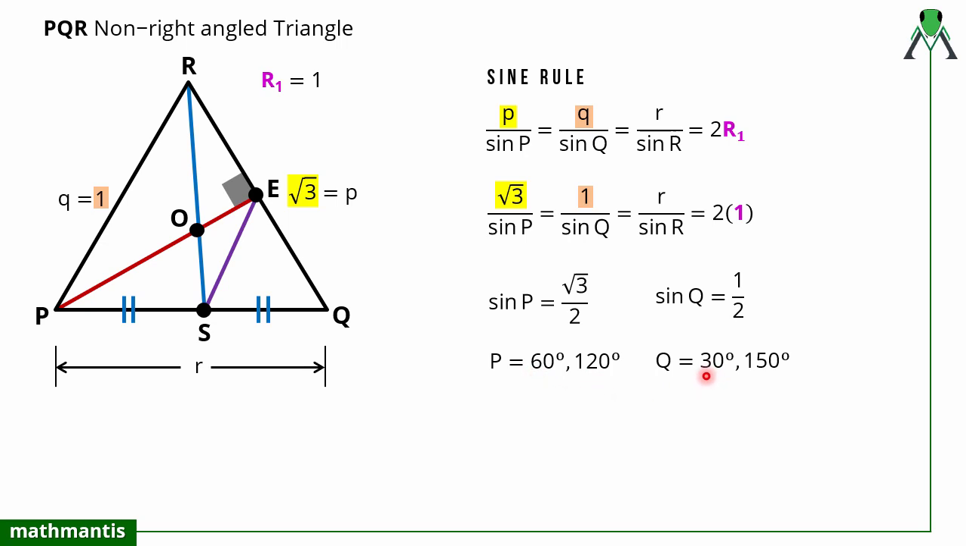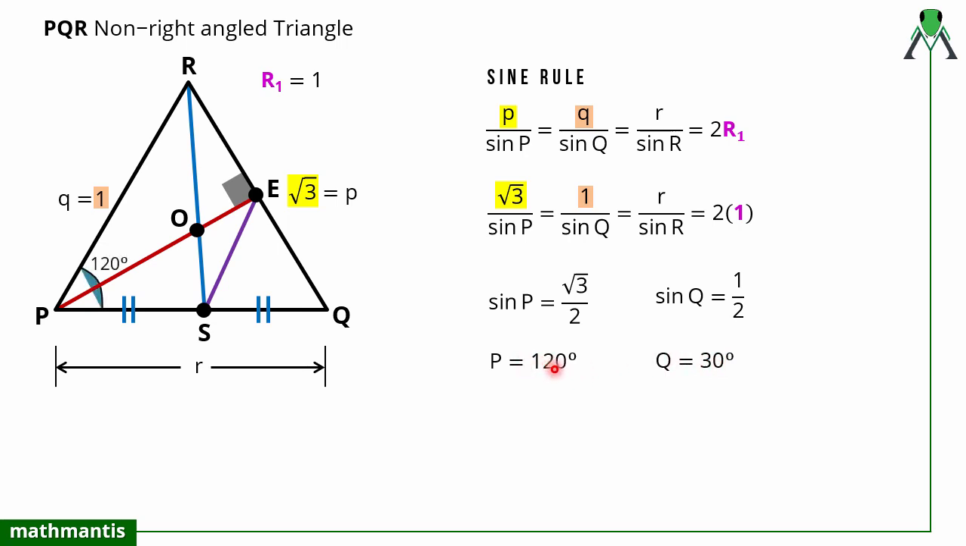But it was given that PQR is a non-right angled triangle. If you consider angles 60 and 30, angle P plus Q is 90, so angle R must be 90 degrees. But that is a value which we cannot take. So the values of P and Q which we can take are 120 and 30. These are the only possible values.